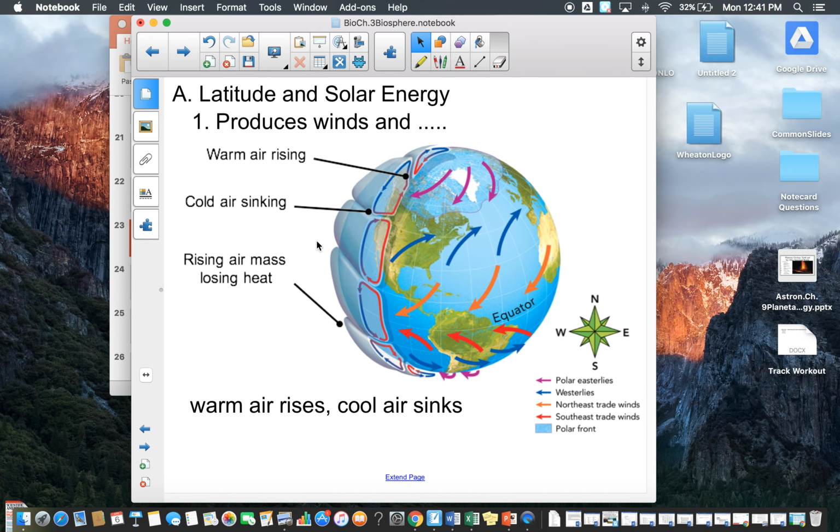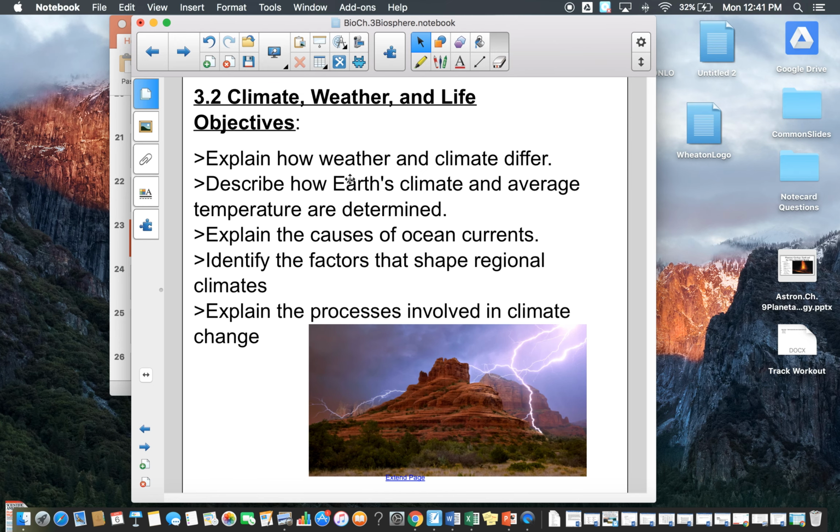So go back to the objectives here. Weather and climate, how do they differ? Short term, long term. How do we determine Earth's climate and average temperature? Okay, so we would just record things and study patterns of it over time. Causes of the ocean currents has to do with convection, unequal heating of Earth's equator versus the poles. Okay. Tomorrow I'll discuss regional climates as well as climate change.